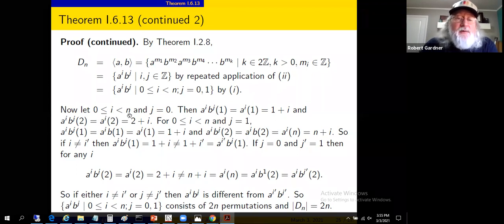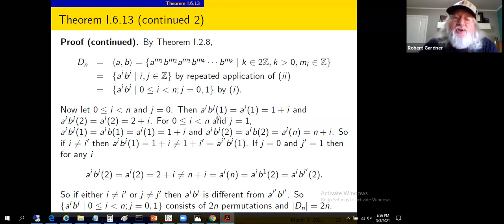So let i be anything between 0 and n. What we're doing here is trying to show the order of the group is 2n. There it is at the bottom of the slide. I want to show that when I use different i's and j's, these produce different elements. So what we're doing is looking at how these things behave on particular symbols. Remember, ultimately, we're dealing with permutations from S sub n, so they're permutations on the symbols 1 through n. So take i to be between 0 and n as given, excluding the n, and take j to be 0.